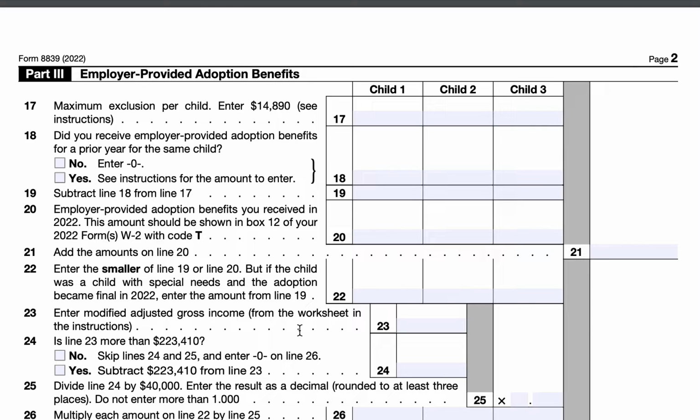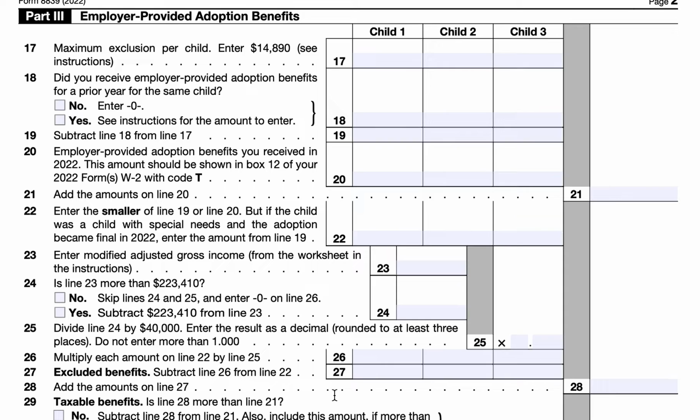If the amount in line 23 is more than $223,410, you will select yes for line 24 and then subtract $223,410 from the amount in line 23. If line 23 is not more than $223,410, select no, skip lines 24 and 25 and enter 0 on line 26. Then proceed to line 27.